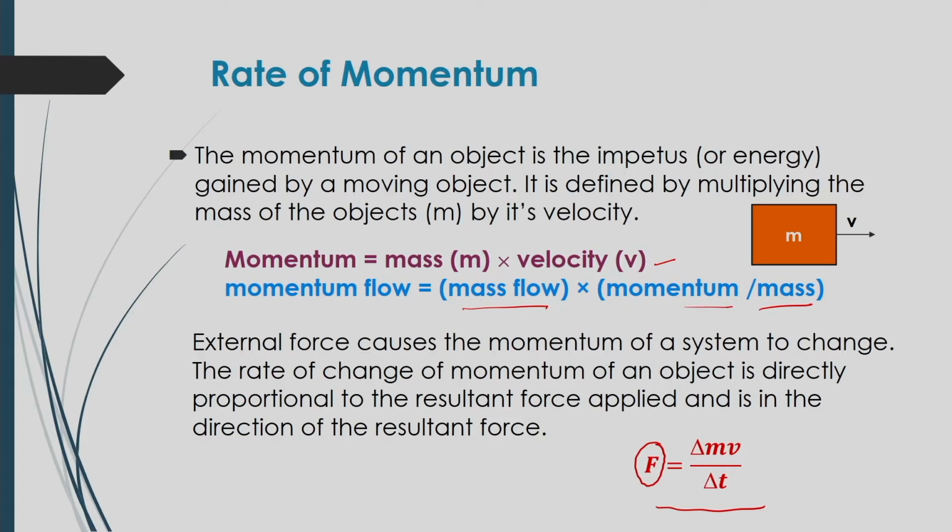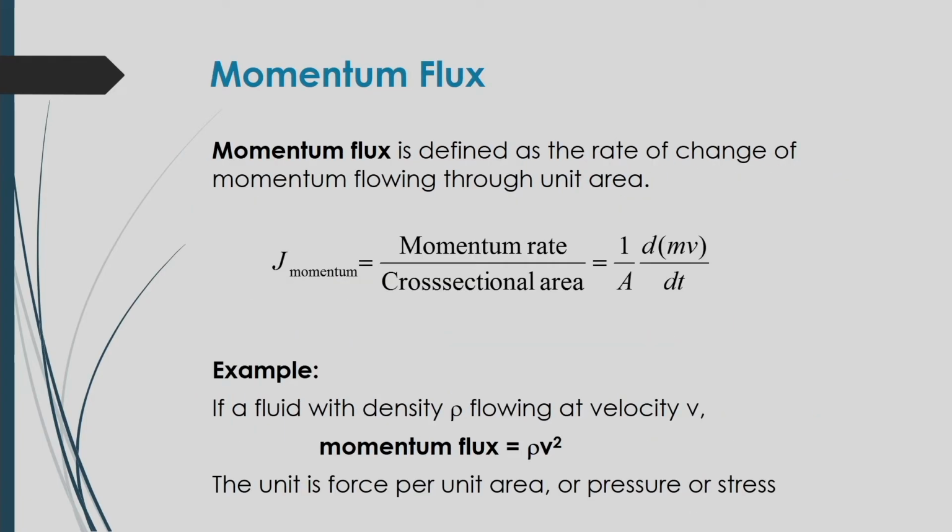So, that will be called the momentum change per unit time, which is actually equal to the external force applied to the system. Another term you will see during the energy balance equation for a particular process is generally expressed by the momentum flux. In this case it is defined as the rate of change of momentum flowing through per unit area. It will be denoted by J momentum, which equals the momentum rate per cross sectional area. It can be expressed by the mathematical expression given here in the slide.